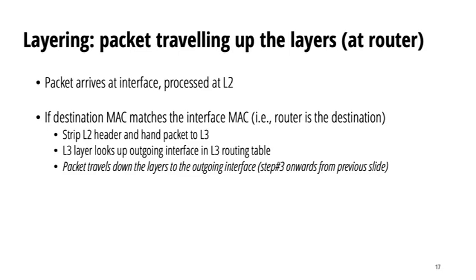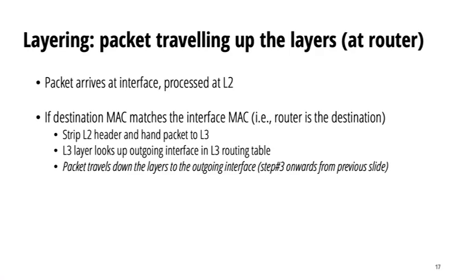And now I look at the destination IP address in my IP level routing table. How did I build that? Through all of the routing protocols we talked about. Okay, so I now have the outgoing interface at the L3 layer. And now I just send the packet out over that interface using exactly the same steps as from the previous slide for how you send a packet down the layers. Okay.